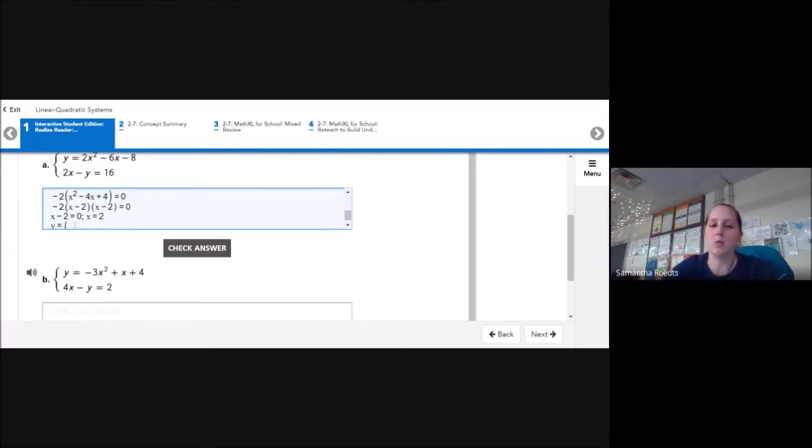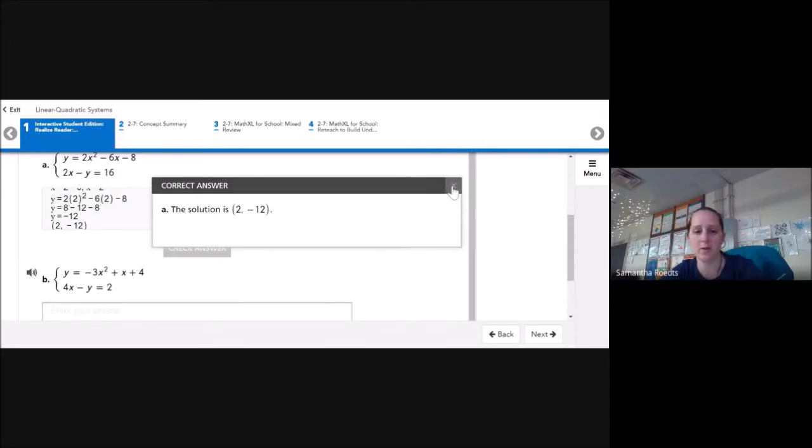Then I substitute that value back in and solve for y. So y equals 2 times 2 squared minus 6 times 2 minus 8. So y equals 2 squared is 4, 4 times 2 is 8, minus 12, minus 8. So y equals negative 12. So my solution is 2, negative 12.